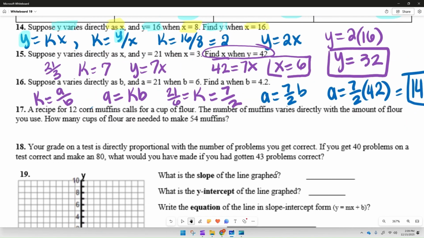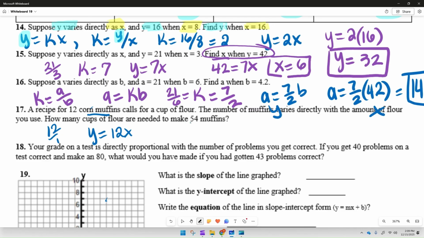All right, on number 17, we're looking at 12 corn muffins for 1 cup of flour. So that is going to be 12 divided by 1. So our equation is going to be y equals 12x. Now the number of muffins, 12 corn muffins, varies directly with the amount of flour. So we're going to have corn muffins be y, the amount of flour be x.